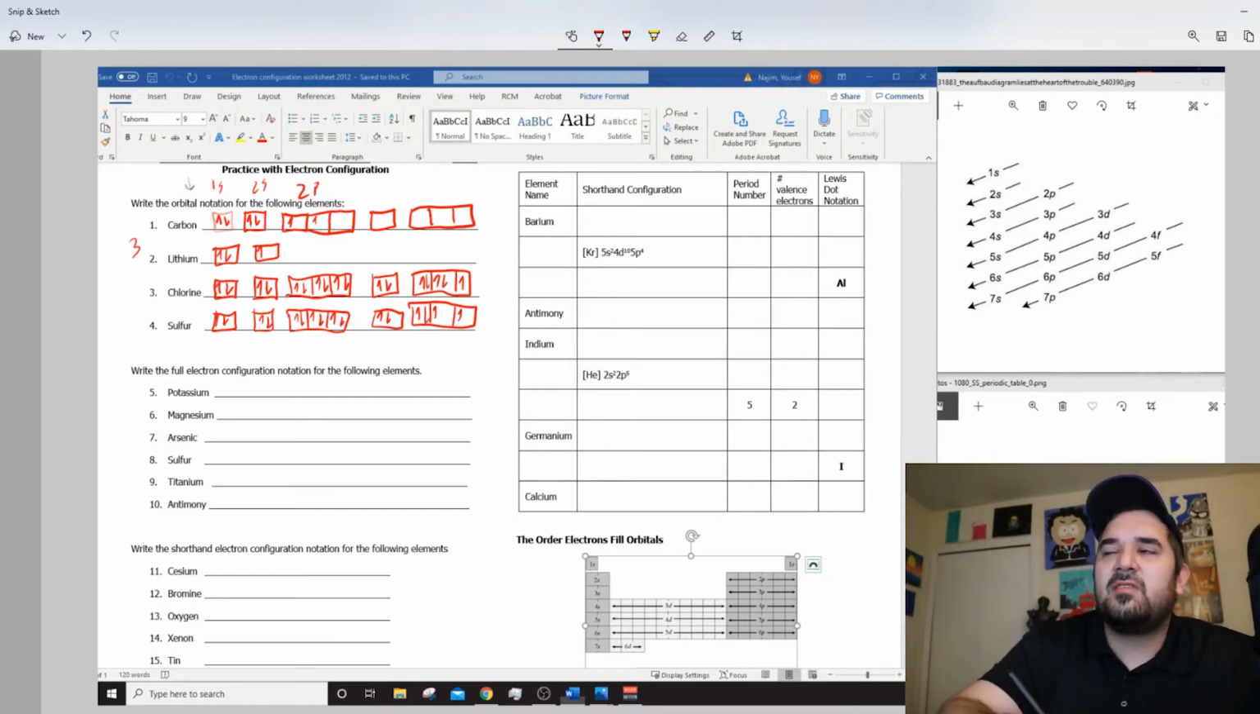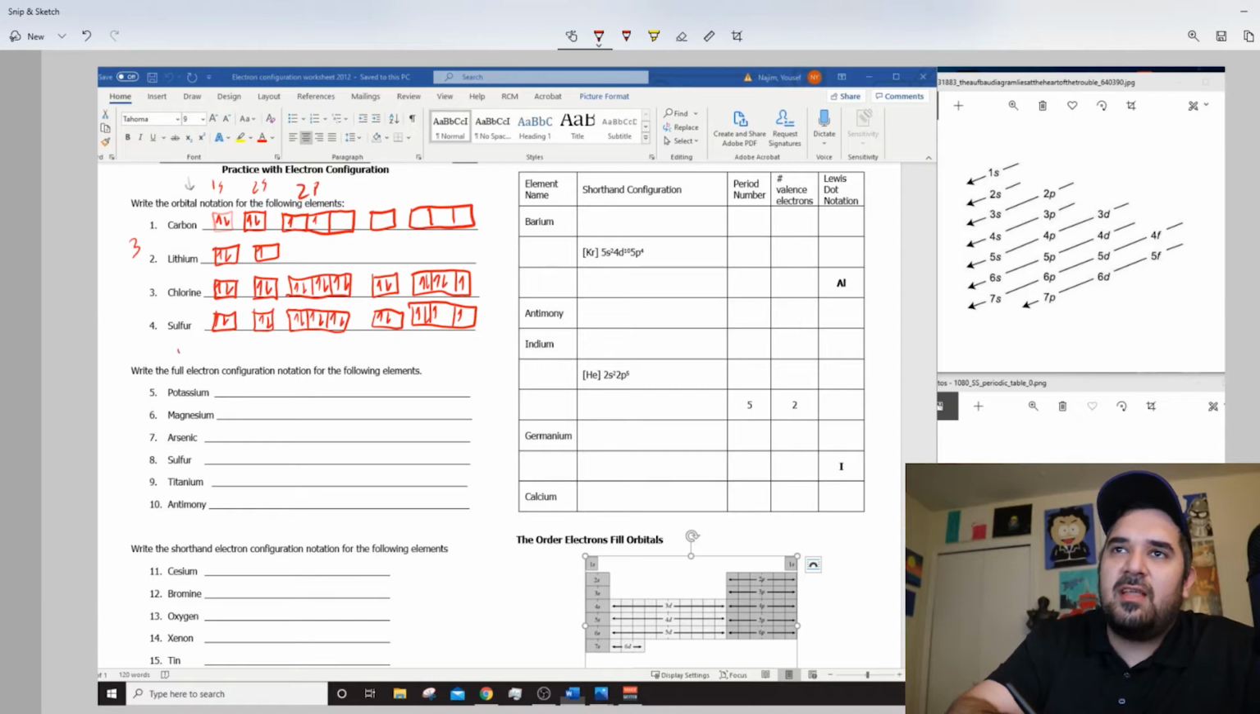So as you can see, here's sulfur, here's chlorine. Sulfur, which comes right before chlorine, basically has 1 less electron. That's the only difference when it comes to orbital notation and the full electron notation.